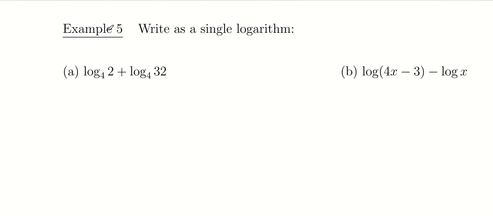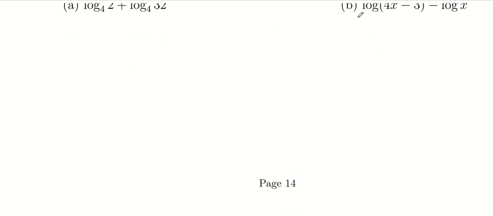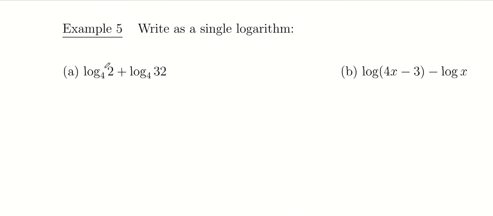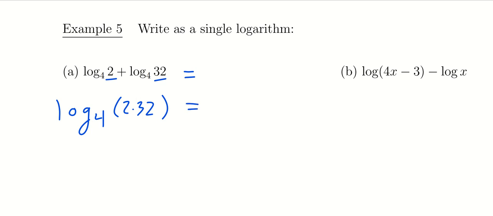In example 5, we're asked to write as a single logarithm. It's going to be log base 4 of 2 plus log base 4 of 32. Here we have the sum of the two logs, where there's no coefficients out in front, and it's the same base. So we can go right to the product rule in reverse. This is going to be log base 4, and then it'll be the product of the values inside. So this is equal to log base 4 of 2 times 32.